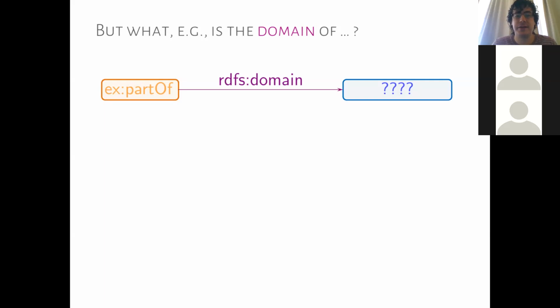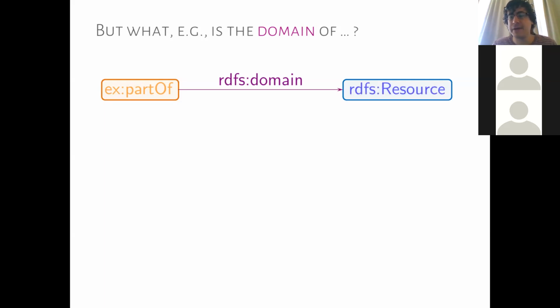So we can't define the domain as person, movie, building, all of these different classes, because then in the case of A part of B, we would imply A is an instance of all of those classes, which is not what we want.